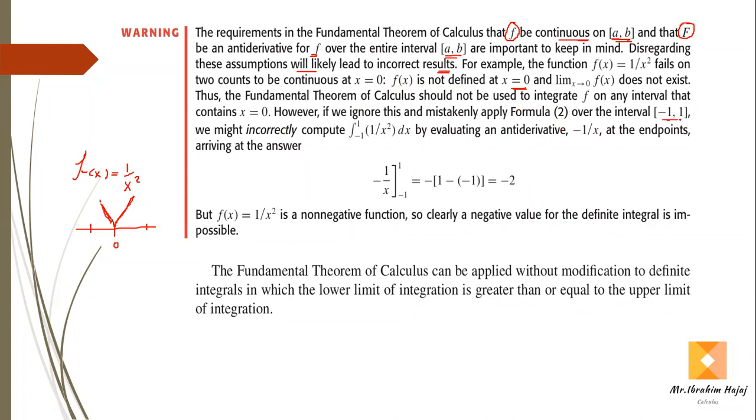So when a question asks you for the integral from -1 to 1 of this function, don't say that the answer is -1 over x and then complete your steps as usual. You made a mistake. Why? Because your interval from -1 to 1 has 0 in the middle, and 0 is a problem: it is undefined, or the limit doesn't exist. It is a non-negative function, so clearly a negative value of the definite integral is impossible.